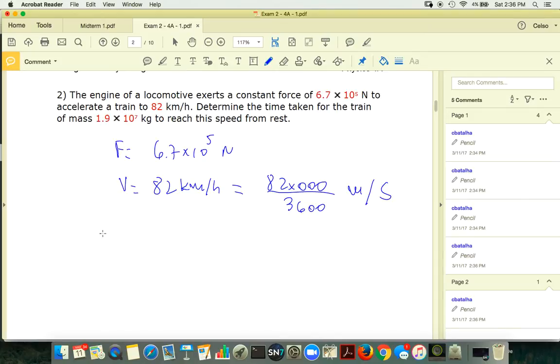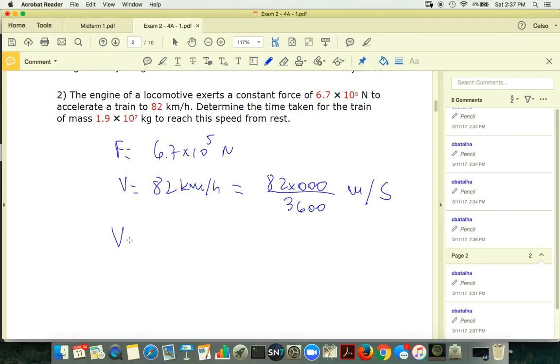So this final speed is equal to initial speed minus, oh, you want to find the time. So if you want to find the time, final velocity is equal to initial velocity plus a times t, and we want to find this. So we have this, but we don't have that. So how do we find acceleration?